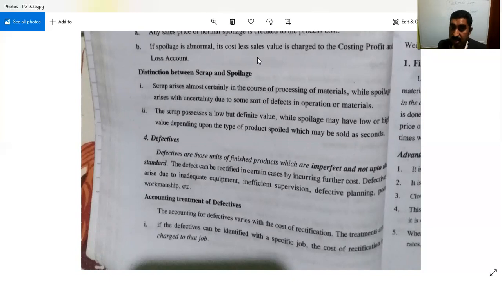If our products are spoiled and if we sell them as second hand, we'll get high or low prices. So these are the differences between a spoilage and a scrap item.